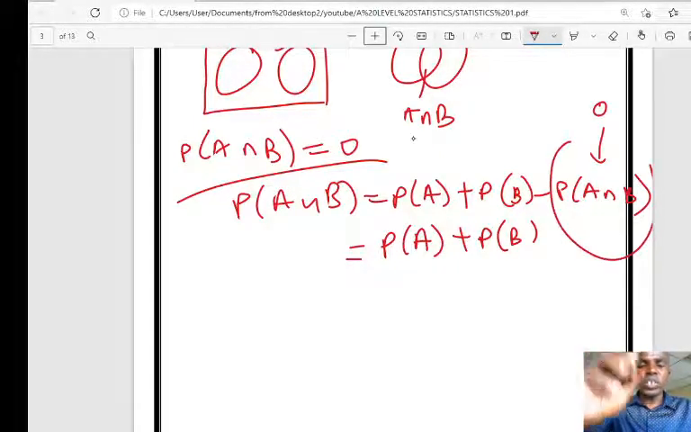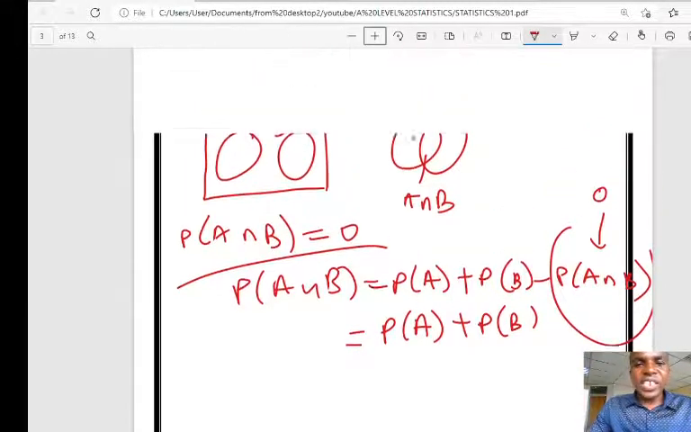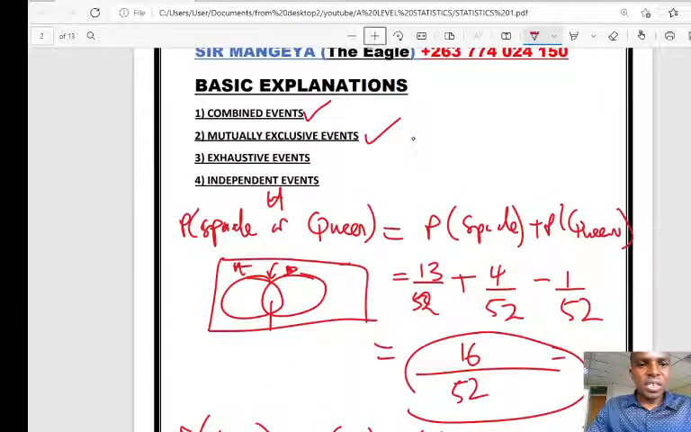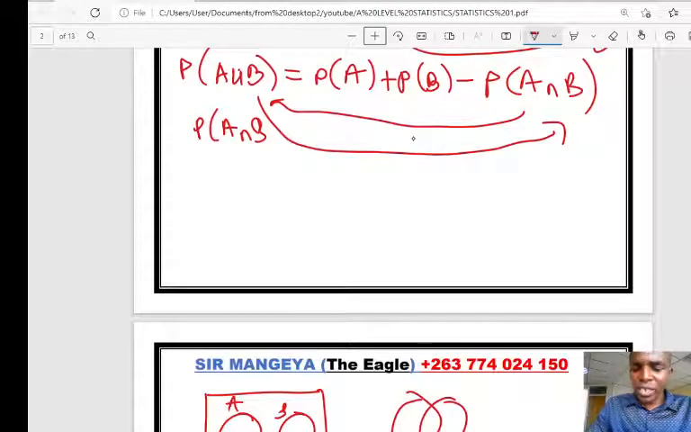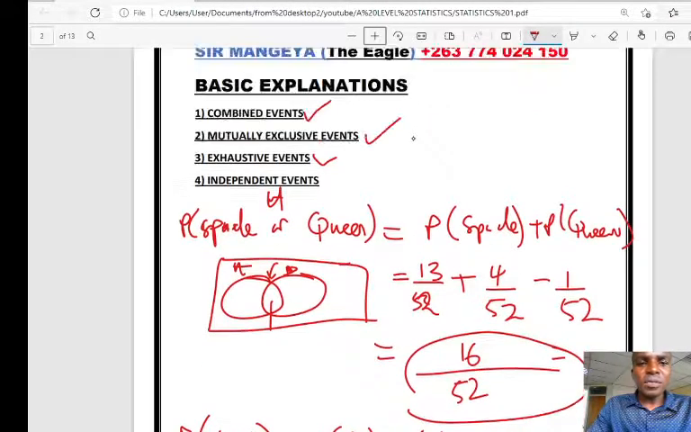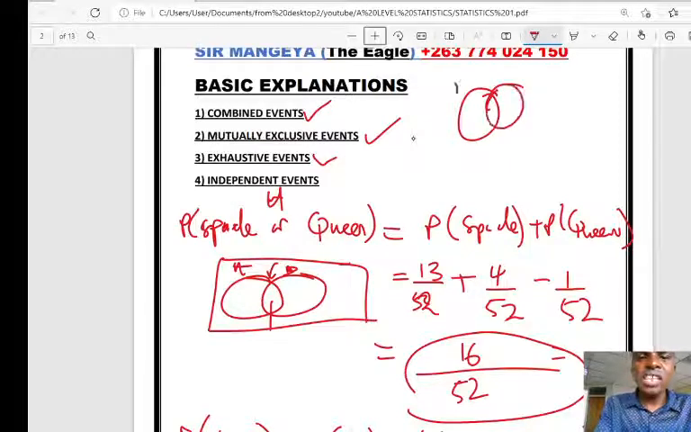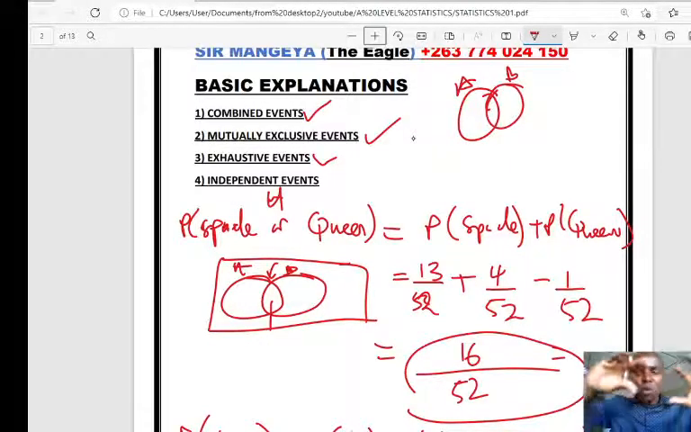Intersection not available. Right, next, exhaustive events. These are events that complete the whole set. For example, we can have events A and B like this. They form the universal set, so they complete everything that is in the universal set, which is in A and in B.